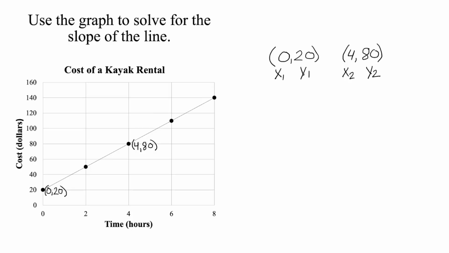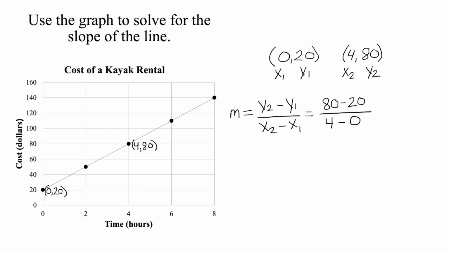Then, substitute the x and y values into the slope formula. The slope formula is the change in y divided by the change in x. Slope equals y sub 2 subtract y sub 1 divided by x sub 2 subtract x sub 1. The slope of this line equals 80 subtract 20 divided by 4 subtract 0.